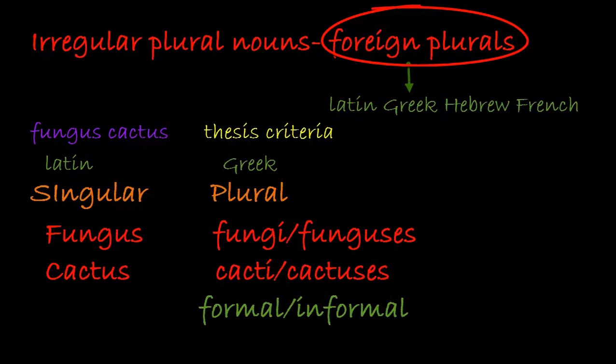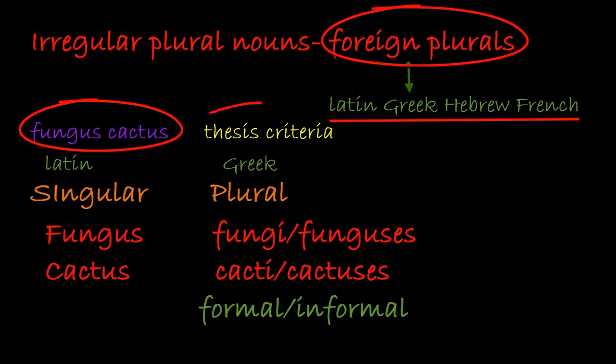Those are words that are borrowed into English from nearly every language with which it has come into contact, and particularly for nouns from Latin, Greek, Hebrew, and French. Words like fungus, or cactus, or thesis, or criteria. And these words come from Latin and Greek, respectively. But you don't need to learn these languages in order to speak English.